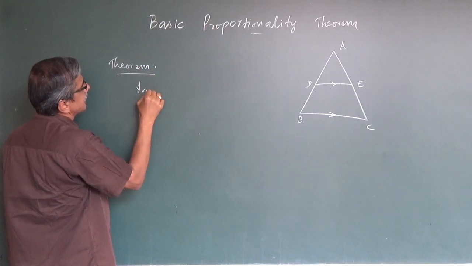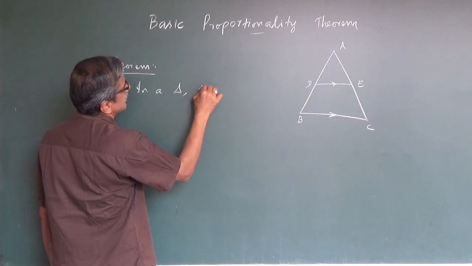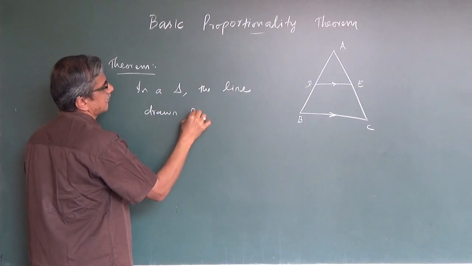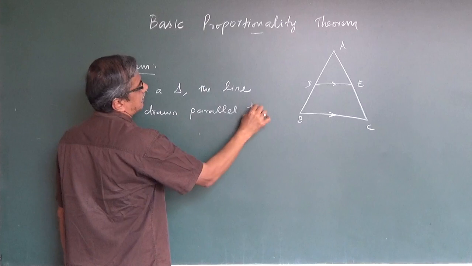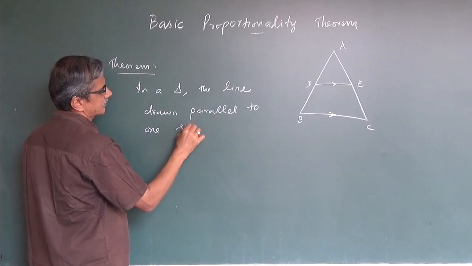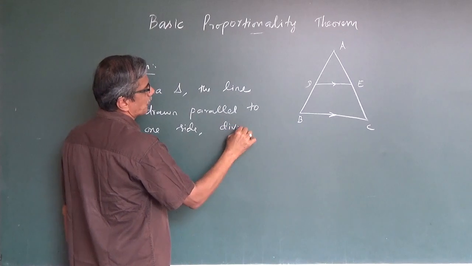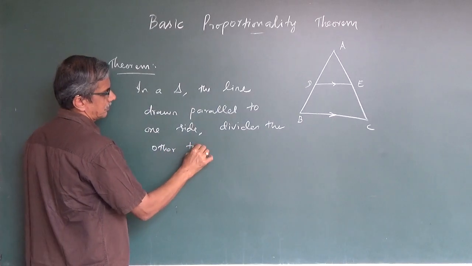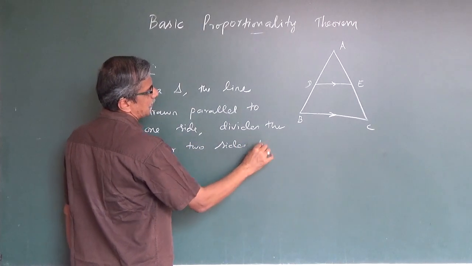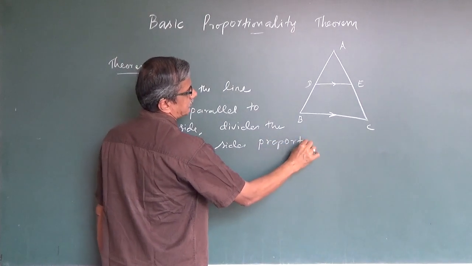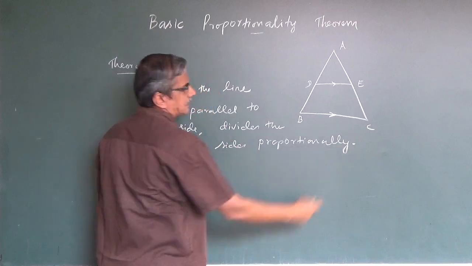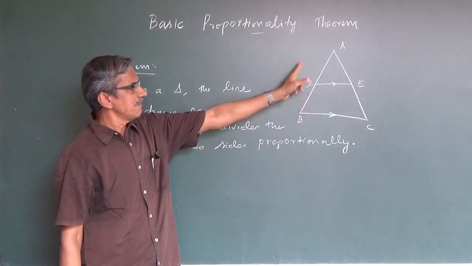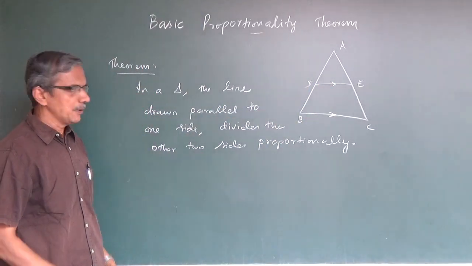That is, in a triangle, the line drawn parallel to one side divides the other two sides proportionally. This is the statement of the theorem. Now we will see the proof of this theorem.